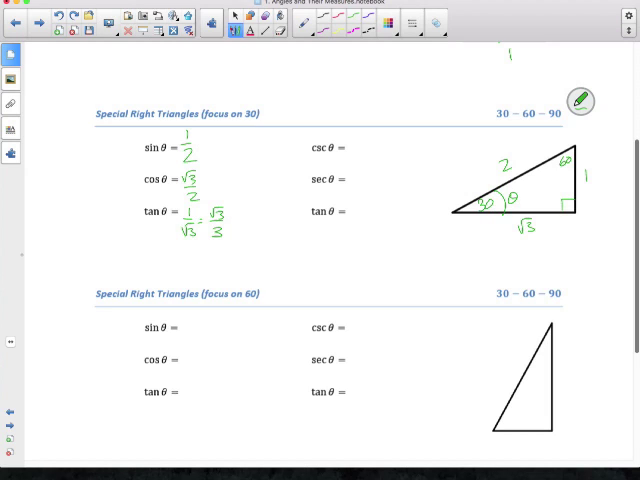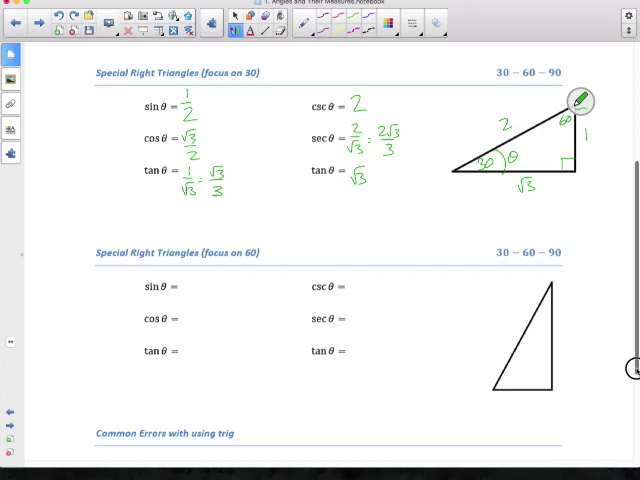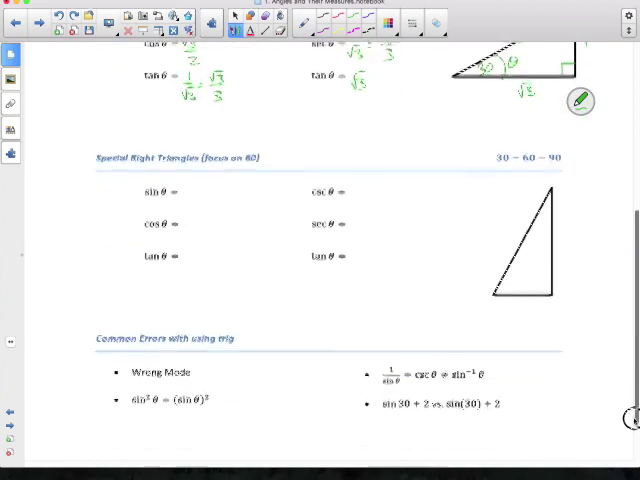For cosecant, secant, and cotangent, same idea. I'm going to take the answers I have over here, turn them upside down. So 1 over 2 becomes 2 over 1. This becomes 2 over root 3, which I have to rationalize. Tangent, I'm going to use the original one, and I'll just get root 3. And we're done. You got to know these ones. Okay? Mainly sine, cosine, and tangent. You can get away without knowing the cosecant, secant, cotangent if you know sine, cosine, tangent.